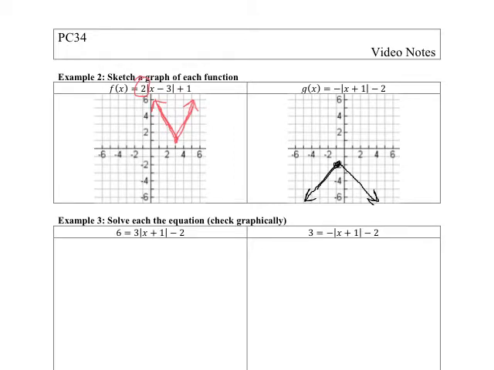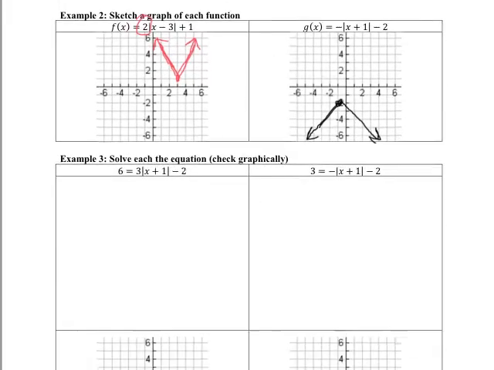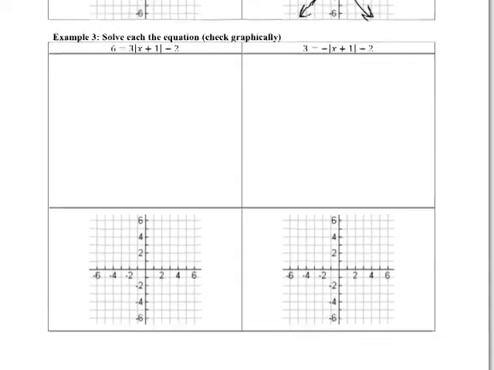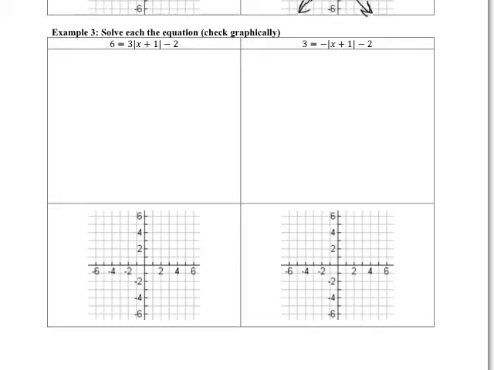Okay. Example 3 is about solving absolute value equations. And we can do this algebraically or we can do it graphically. So what I'm going to do is I'm going to do it algebraically first, and then we'll check it graphically. So in our first equation, in order to solve it algebraically, first we need to isolate the absolute value. So we're going to add 2 to both sides, and we're going to get 8 is equal to 3 absolute value of x plus 1.